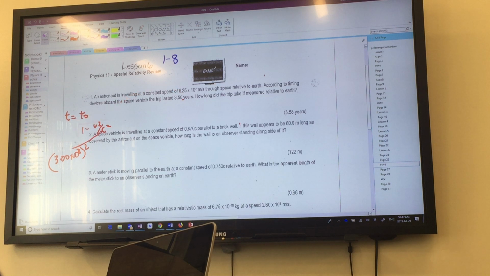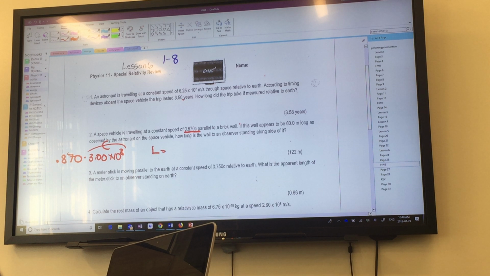When you get to something like this one, I can just show you a shortcut. You don't have to do this if you want. This means 0.870 times 3.00 times 10 to the 8. This is C. So you can multiply that out and get your number. Or you can do this. How long? Oh, so length. L0 square root of 1 minus V squared over C squared.